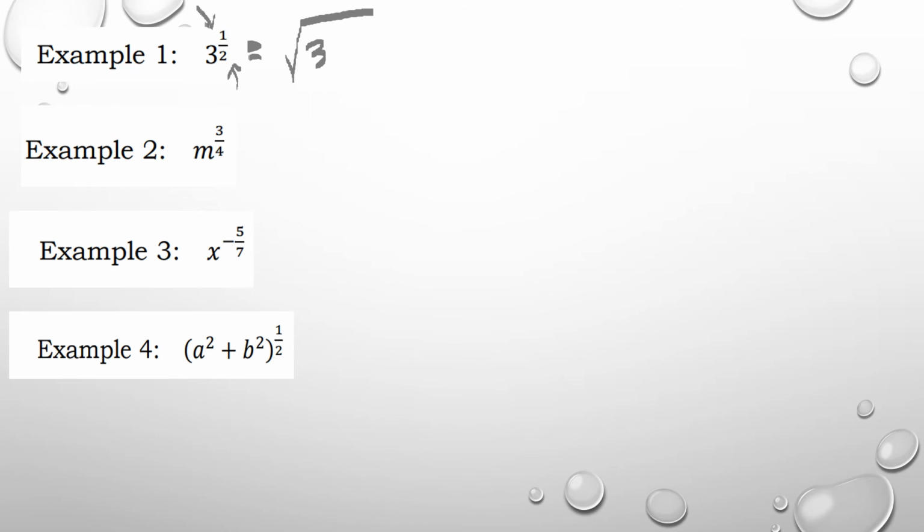Okay, on our example number 2, we have m raised to 3 over 4. How do we solve that? How do we transform that into a radical? Okay, so the base will stay the same. A numerator, anong mangyayari? That would be the exponent. So that would be m cubed. Then write the radical sign. Anong magiging index natin? The denominator. So that would be 4th root of m cubed. Okay, so that's the final answer.